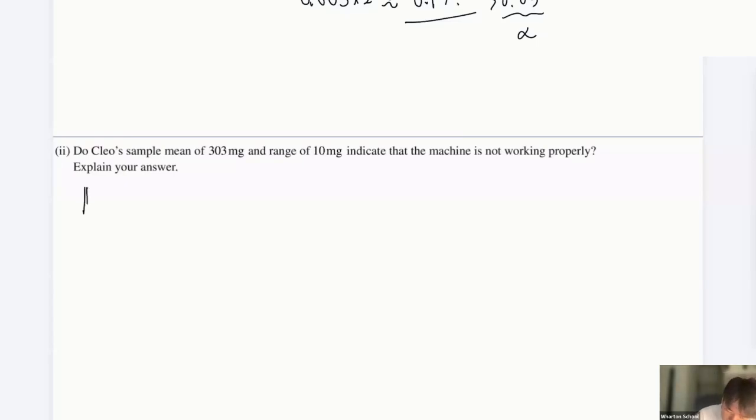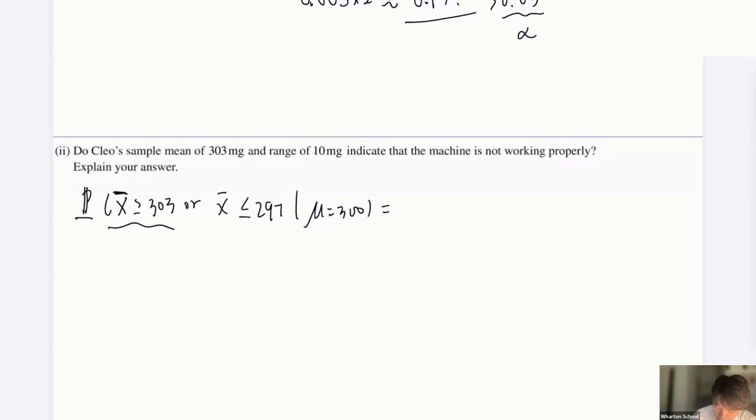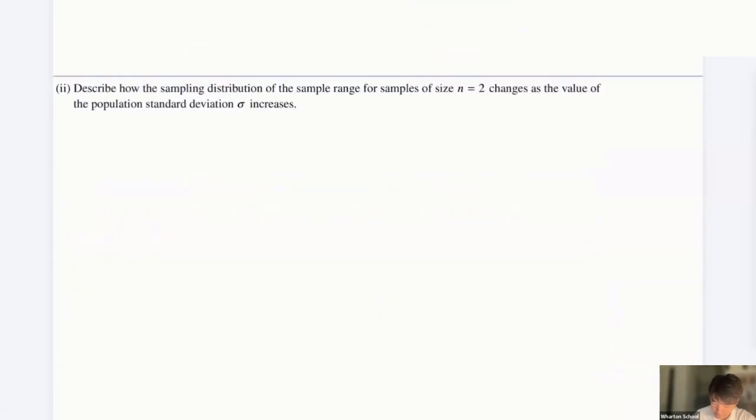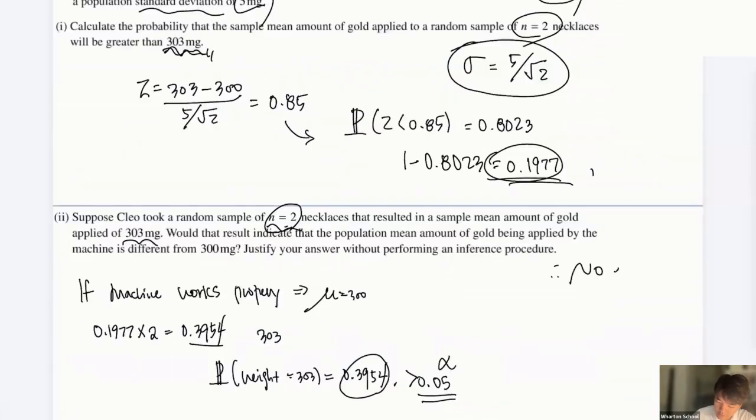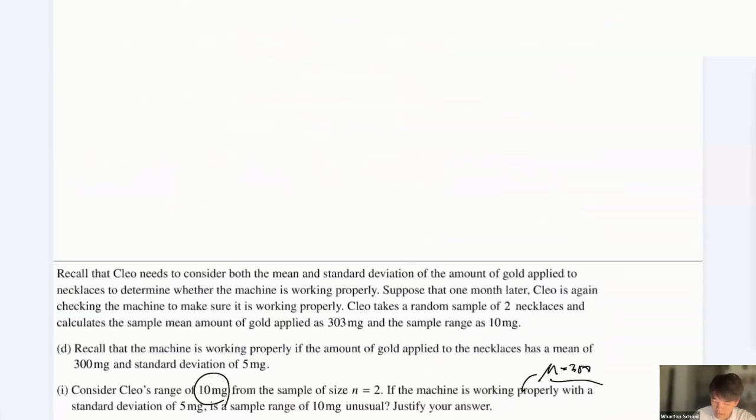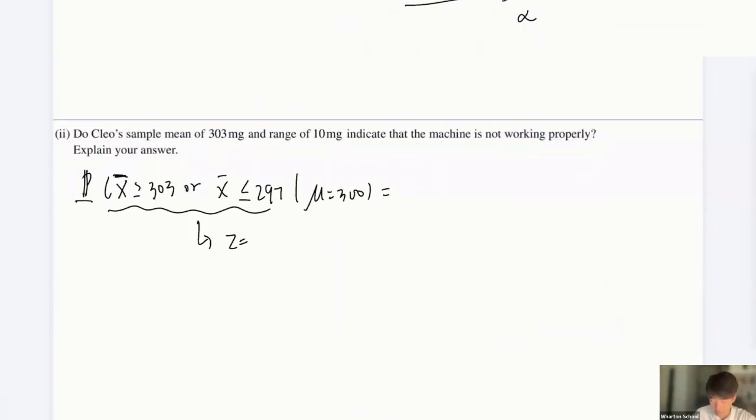Okay, so let's find the probability that the sample average, X bar, is greater than 303 or less than 297, given that mu is 300. So what is this probability? You can get the z-score like we did here, then read the table, and all you have to do is subtract. So if you actually calculate this, you would get 0.3954.